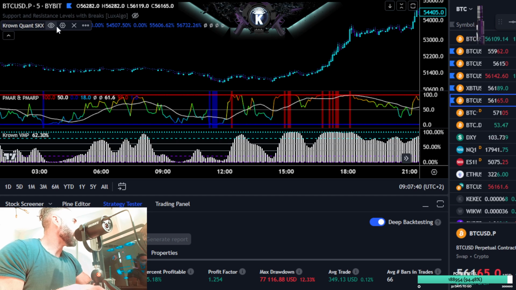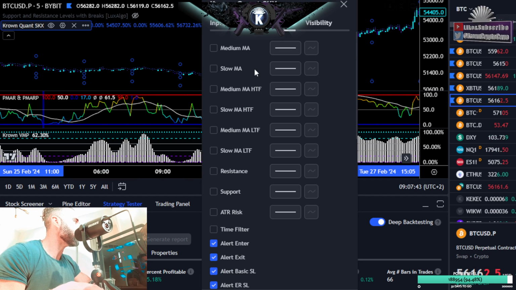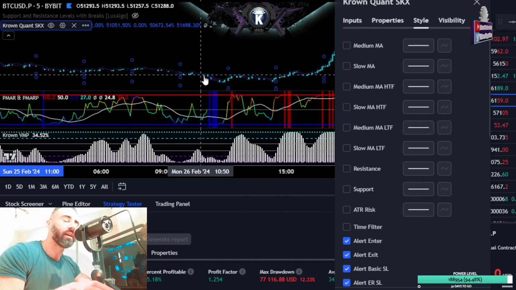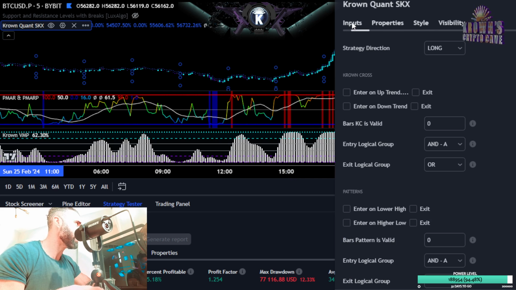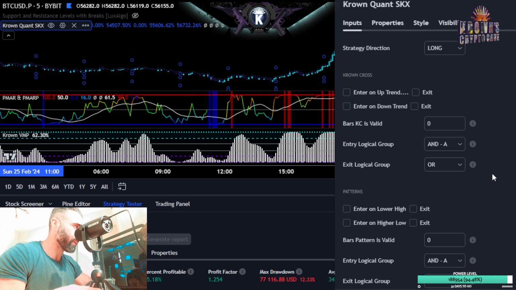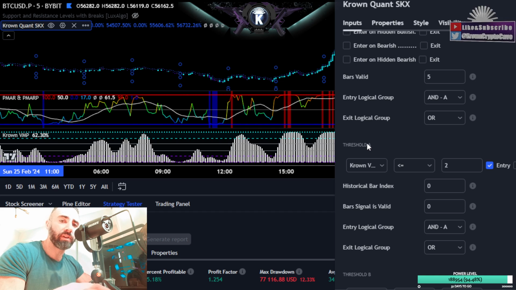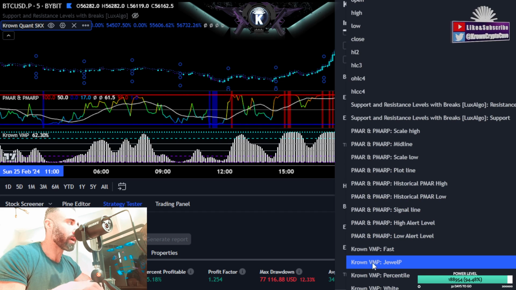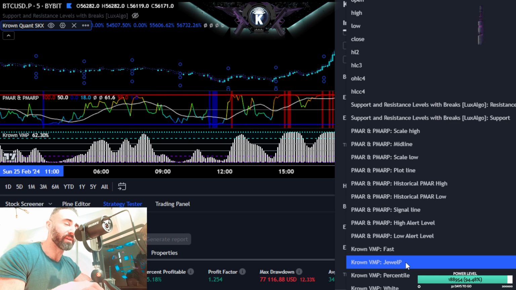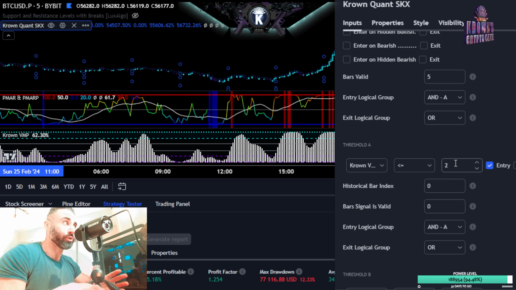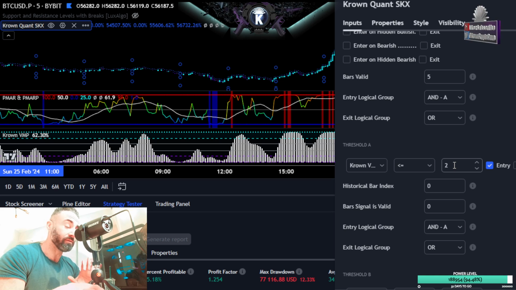So in this case, what are we going to be using? Well, we're going to be using the PMARP, and we're going to be using the Krown VMP as our bases for creating this strategy. And the inputs here are pretty simple. We're going to be only trading on the long side. And what we want to do over here is have a threshold indication for the Krown VMP Jewel P. So that would be the percentile function on this one. We need to see that either less than or equal to 2. So very, very low percentile.